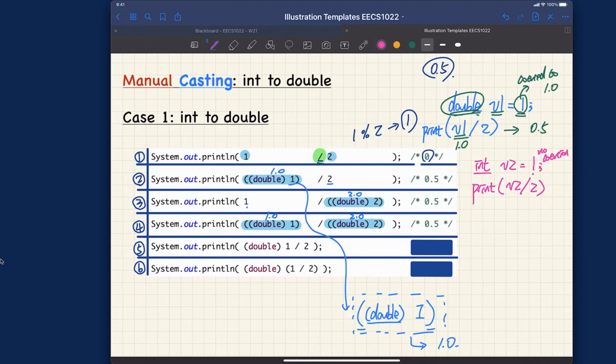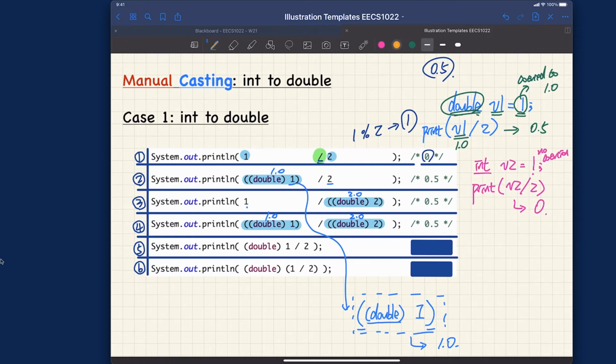get 0.5? The answer is no, because you can see this part here is an integer. This part here is also referring to some integer. So now overall it's going to give you the quotient. So this one here is going to give you 0, right? So these are just extra examples to show you. Okay, hopefully that makes sense. Two more examples to show you, two more about the casting.